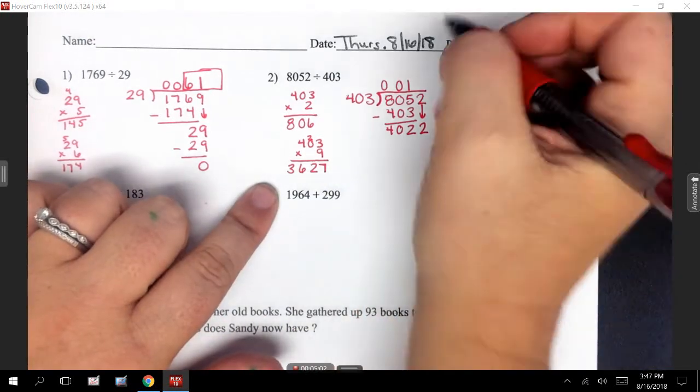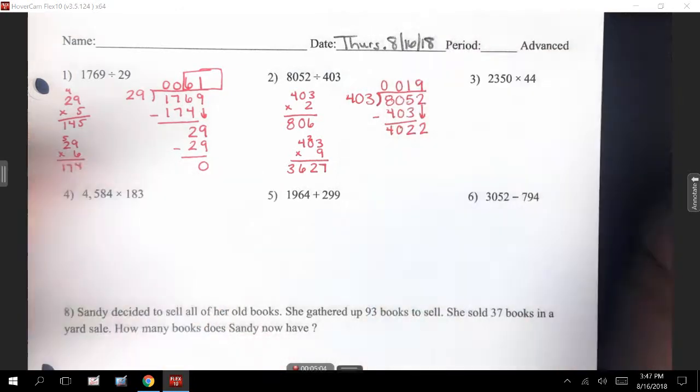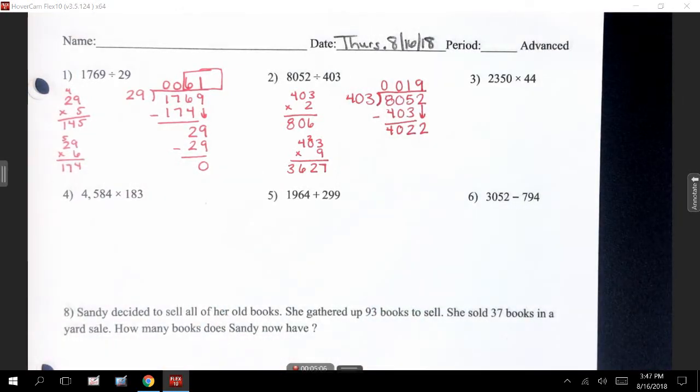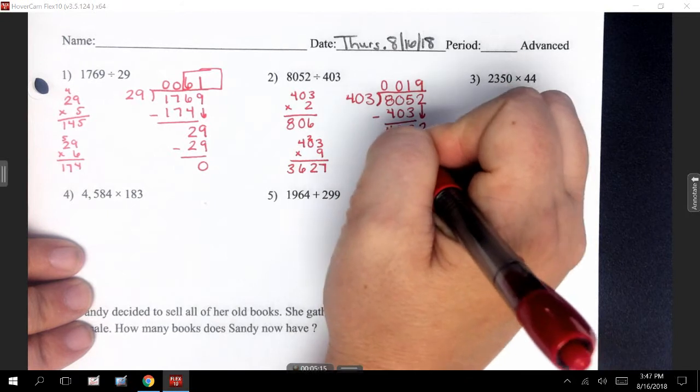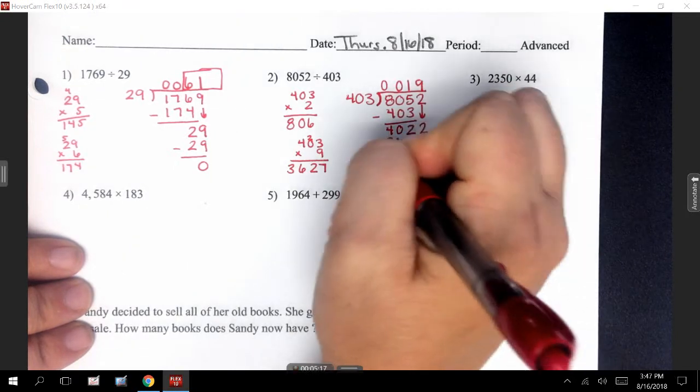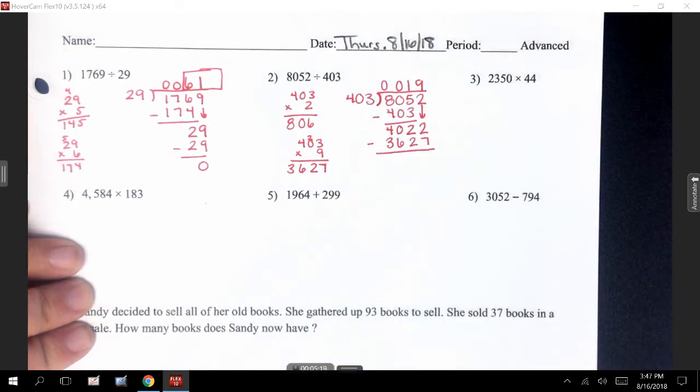And since it's not bigger than that number, we have to use 9. All right, now there is still a chance that maybe we made a mistake up at the top. So let's see what happens. 9 times 403, we do need to write our 3,627. And we can subtract.